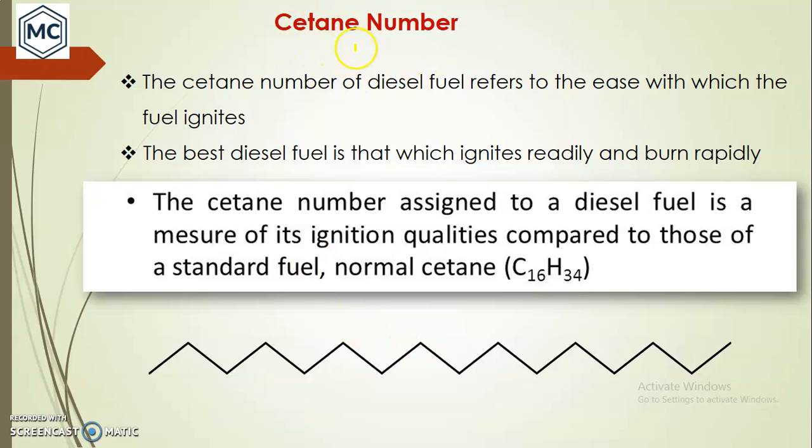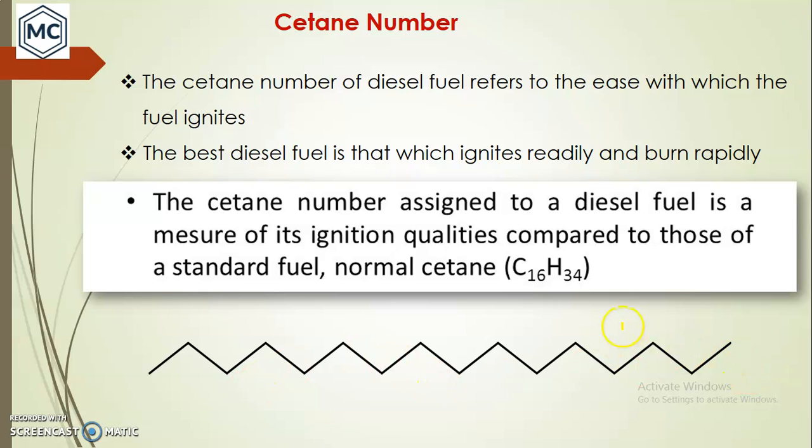So, what is Cetane number? It is similar to octane number in a petrol engine, and it is for a diesel engine. Cetane number of diesel fuel refers to the ease with which the fuel ignites. The best diesel fuel is that which ignites readily and burns rapidly. The Cetane number assigned to a diesel fuel is a measure of its ignition qualities compared to those of the standard fuel normal cetane.